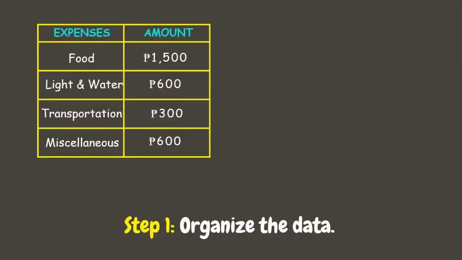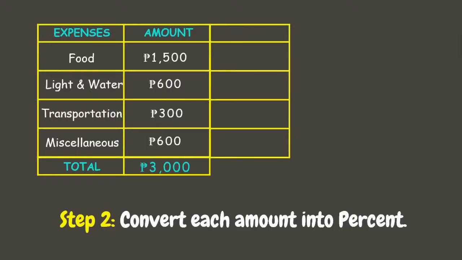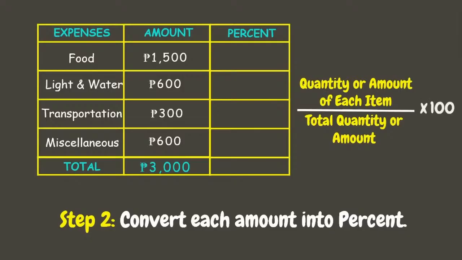Now for our next step, we need to convert each amount into percent to determine what part of a whole each item represents. But first, we need to get the total amount spent for the expenses. Let us add. We have 3,000 pesos. Now, let's add another column for the percent. There you go. To convert each amount into percent, we need to divide the quantity or the amount of each item by the total quantity or amount and multiply it by 100.